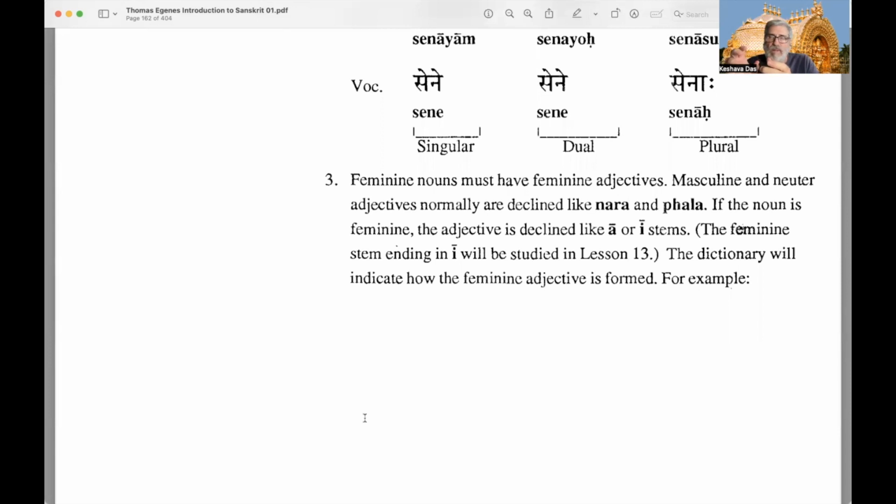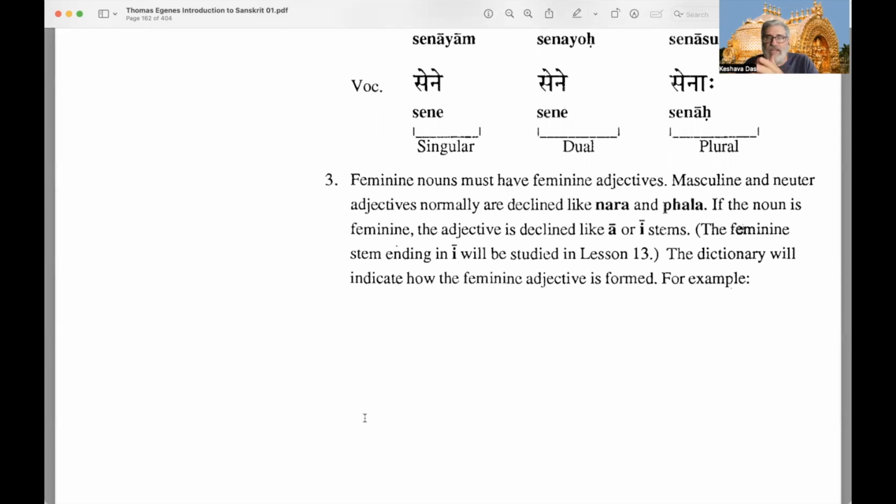A viśeṣaṇa is a particular type of subanta. It's an adjective. An adjective is a word that describes the noun. If you have a word that describes the noun, it has to agree with the noun, usually in number, gender, and case.